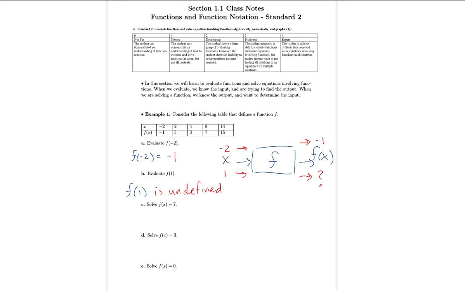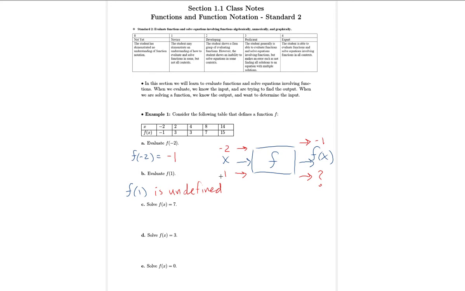All right, so that's what we do when we evaluate a table. If the number's there, great, tell me what the output is. If the number's not there, then we would say that that's undefined. Okay, it would be kind of like, you know, trying to scan something that doesn't have a barcode on it, right? Nothing's going to come out of the cash register when you're trying to scan something that doesn't have a barcode.